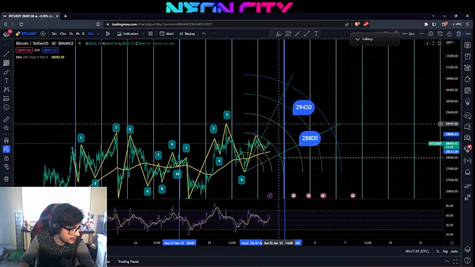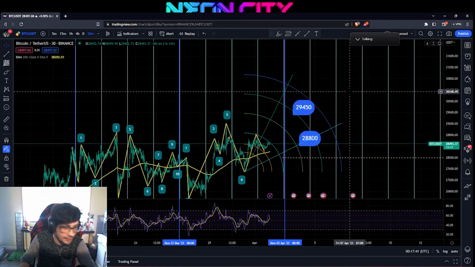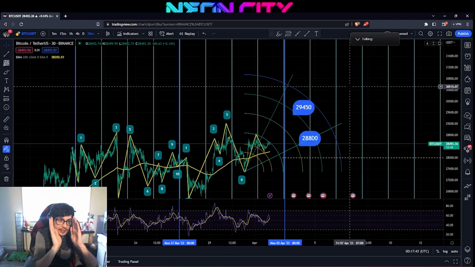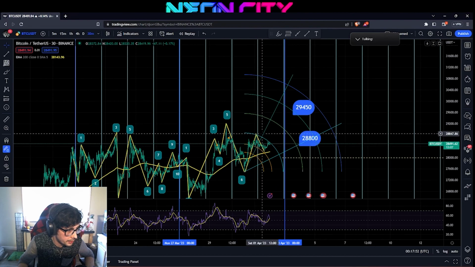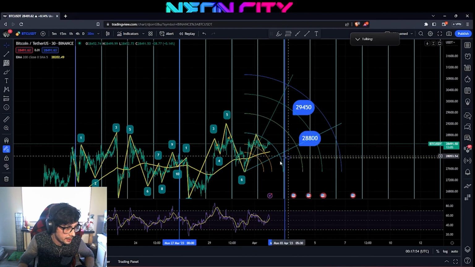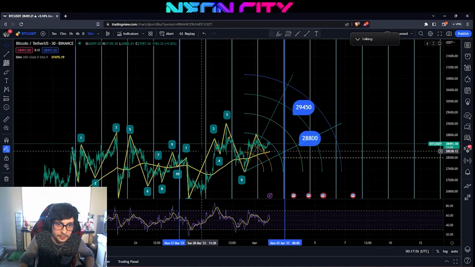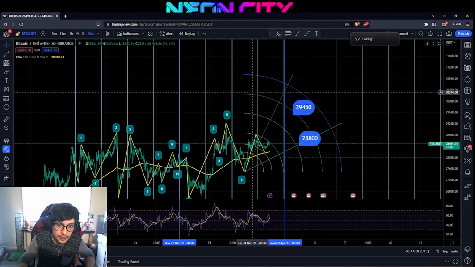But that's basically it. Use the Gann fan. Real support and resistance lines are not horizontal, guys. Price action respects these lines here on the Gann fan and these gravitational pulls.